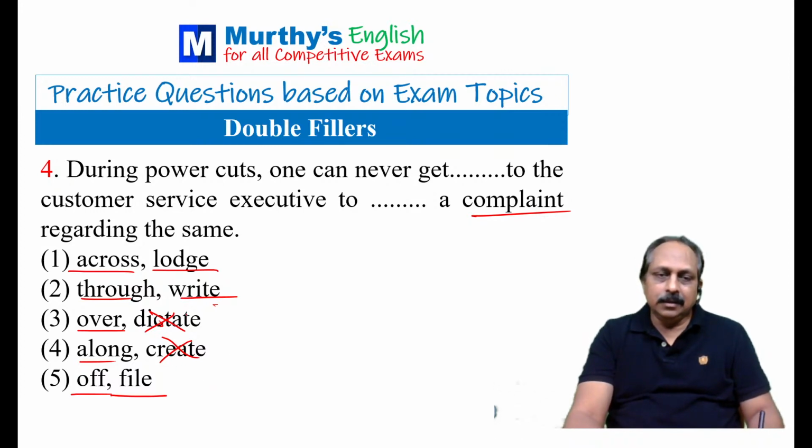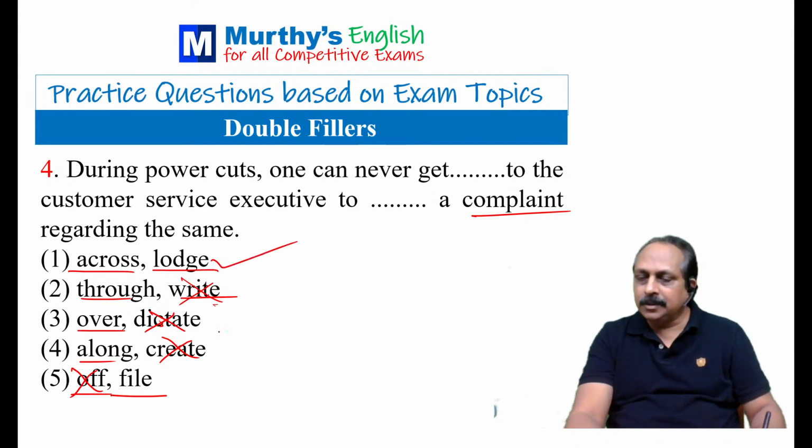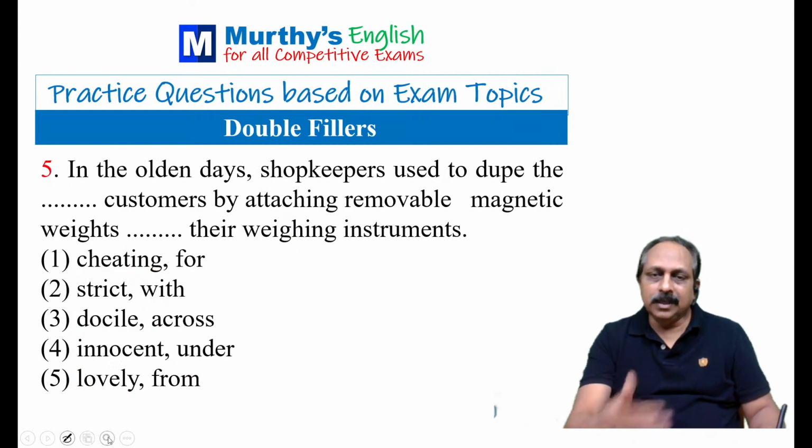And here, through, get through, to write a complaint. Right cannot be used here. Get off cannot be used here. What is the answer based on that? First option is the answer, not the fifth option. Get off to the customer, you cannot use off in this context. No, that is not correct. It is the first option. Get across.